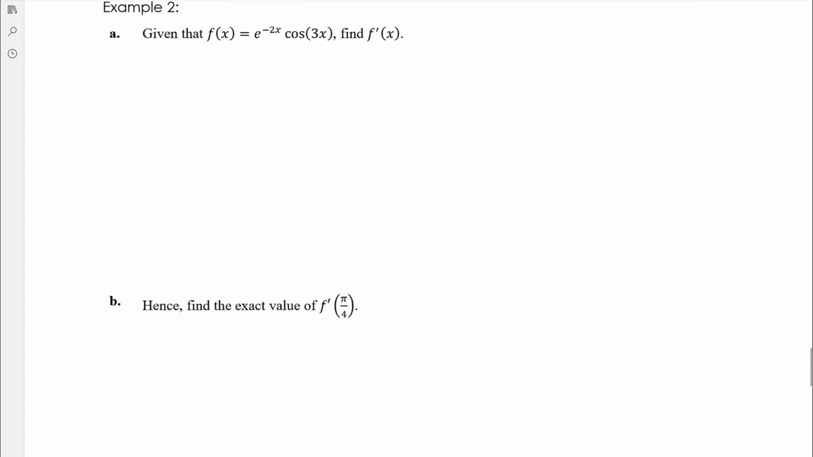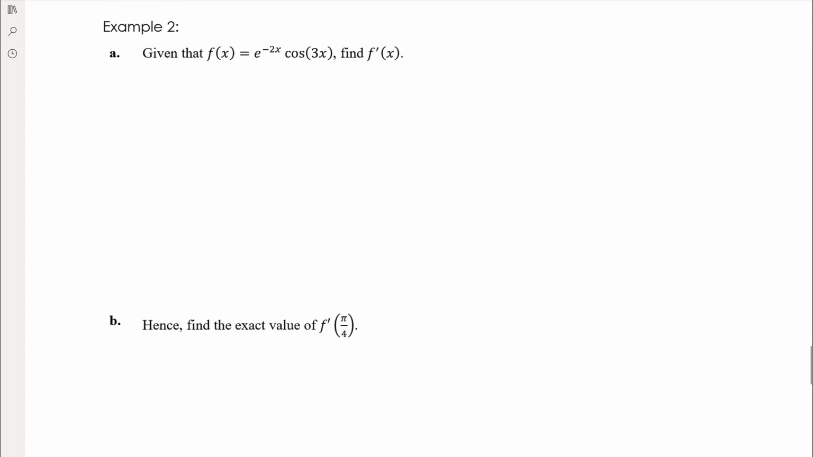Okay, example 2. Given that f of x equals e to the negative 2x times cos of 3x. So you've got a product, exponential times a cos. Find f dash x.